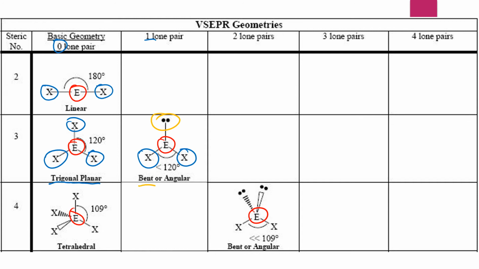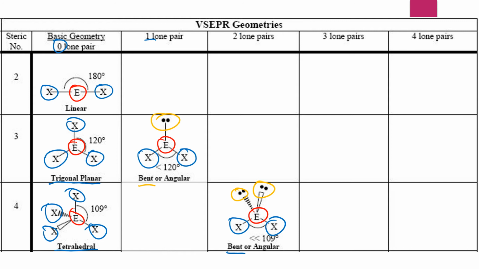Then finally, I have my last shape with no lone pairs, but four atoms attached to it. It's called tetrahedral. And if I have two lone pairs attached and two atoms attached to it, this is considered to be bent as well.